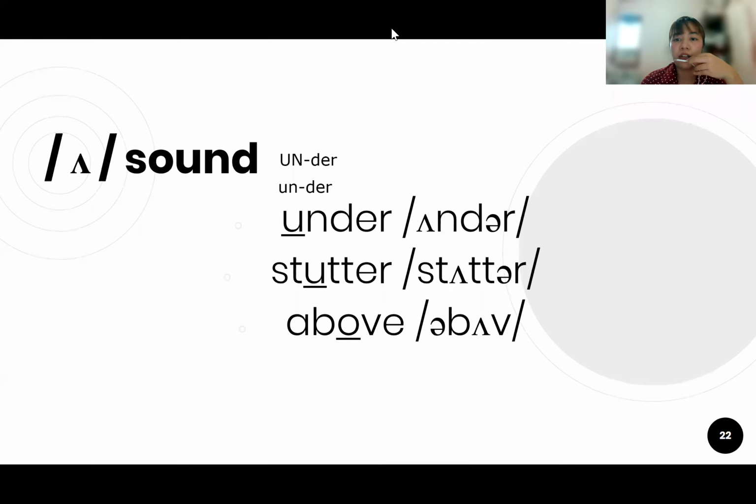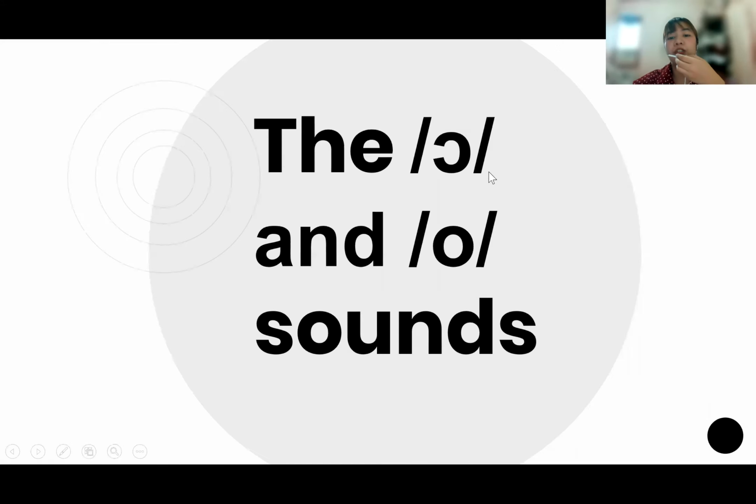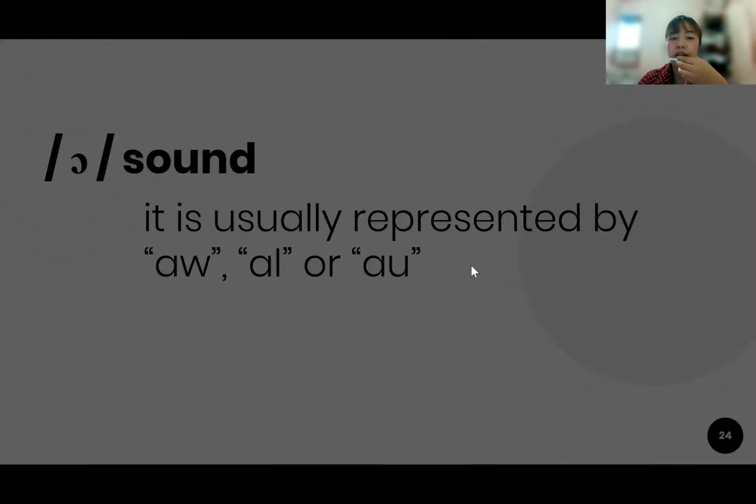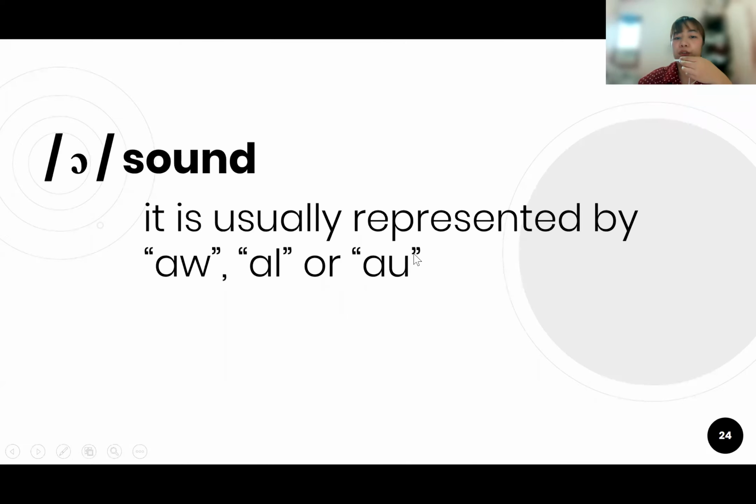Okay, let me clear the drawings first before proceeding to the next. We also have what we call the open O and the closed O sound for your vowels. It is usually represented by AW, AL, or AU. This is called the open O. This is the symbol for the open O sound. How do we produce the open O sound?